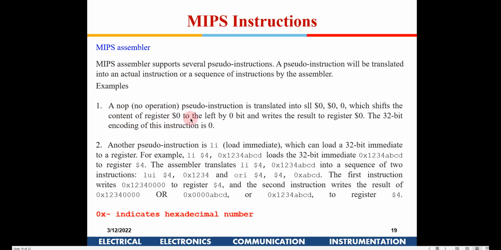Right here, a NOP, no operation. No operation means it doesn't shift left the 0 register, and it will move it 0 times. So nothing would happen. But why do you require a no operation?